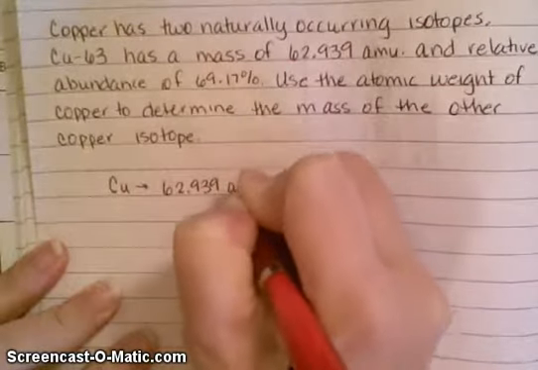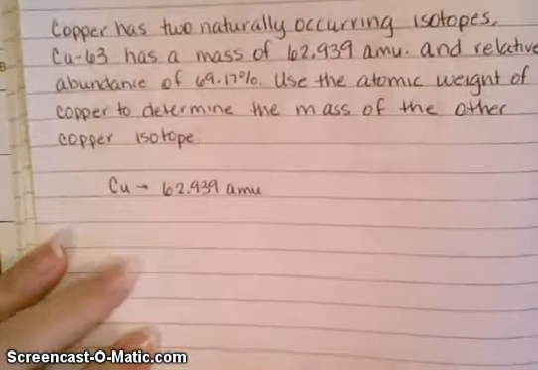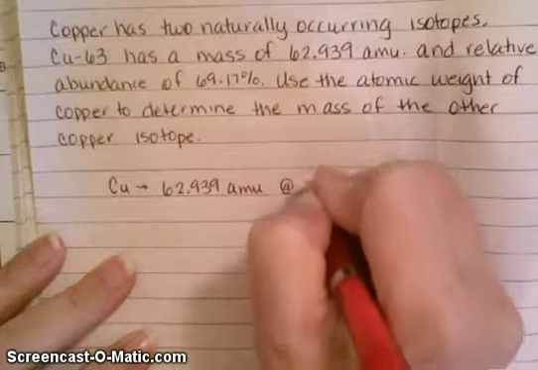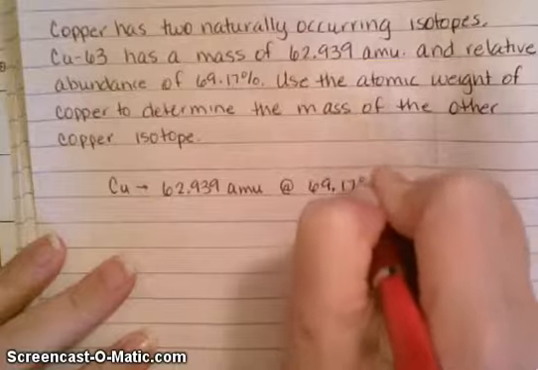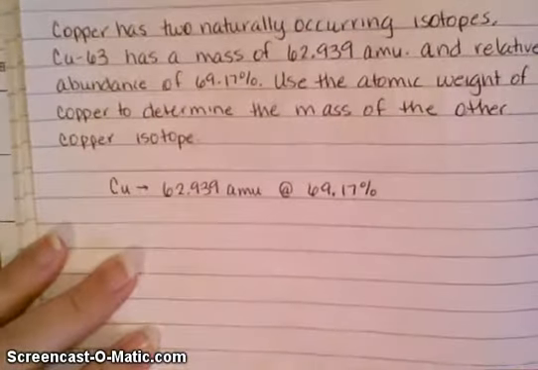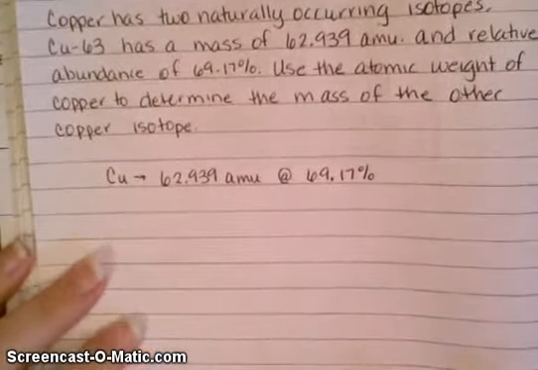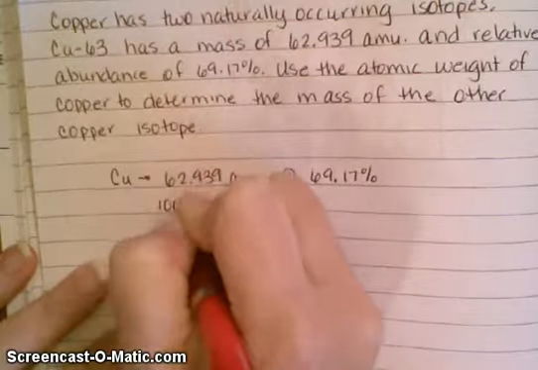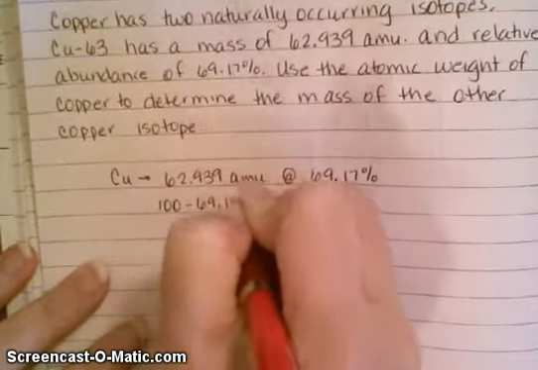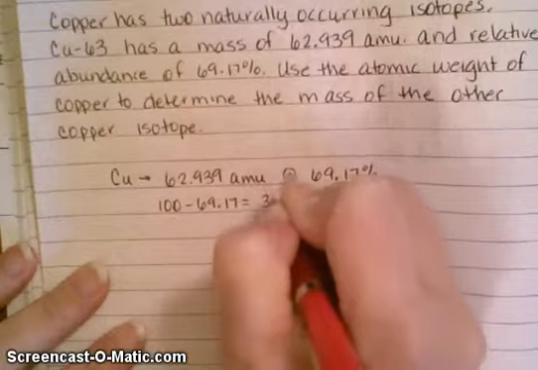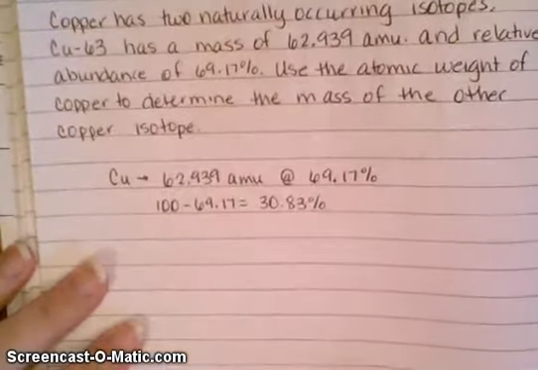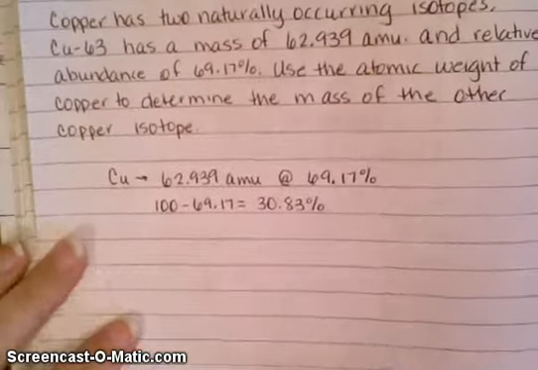So according to the problem, we have one isotope of copper, which has 62.939 AMU. Remember, AMU will only be used with this type of problem and with nothing else that we cover in this course. It also says that this is at an abundance of 69.17%. We notice there's not another percentage in this problem. So the first thing I need to do is find out what is the percent of the other copper isotope. So I'm going to take 100 minus 69.17 to obtain 30.83%.